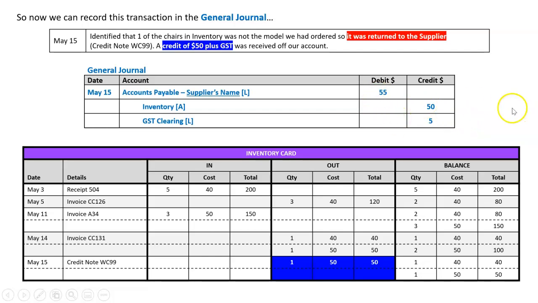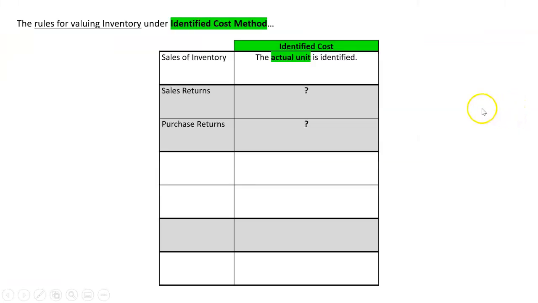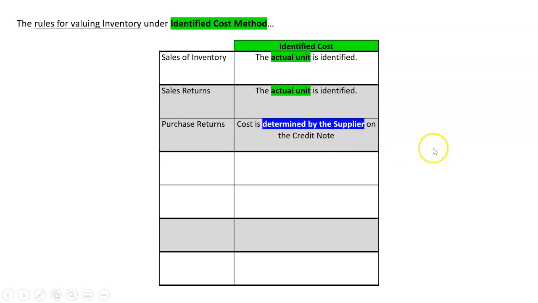And that's it. So now, to summarize, we kind of know everything about returns. Here's the rules for valuing inventory under the identified cost method. We already knew how to do a sale. And what we just learned is with a sales return, the rule is identify the actual unit. But with a purchase return, the rule was slightly different, and we don't even need to think. The rule is just the cost is determined by the supplier on the credit note.